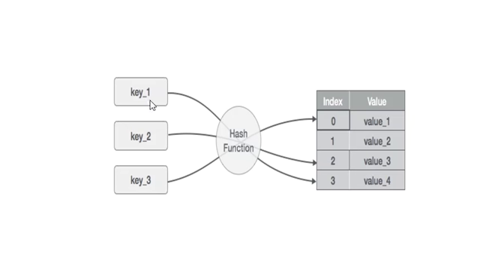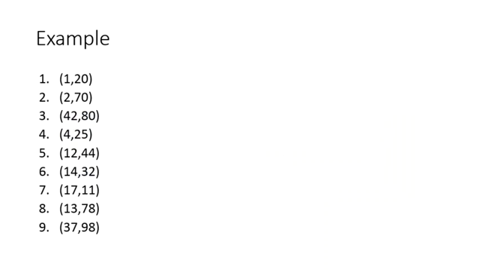Now let us see, I have keys 1, 2 and 3 which will be given to the hash function. Based on the value of the hash function, each element will be stored at a particular index in the hash table. So this is the example. Each number is given with its own hash value. Let us see how it is inserted in the hash table of size 20.